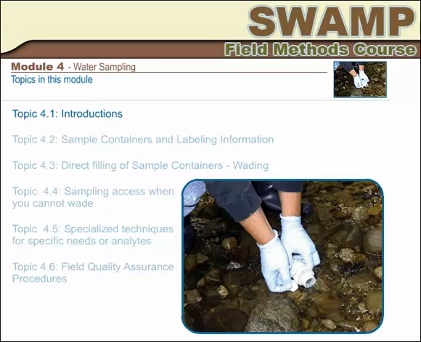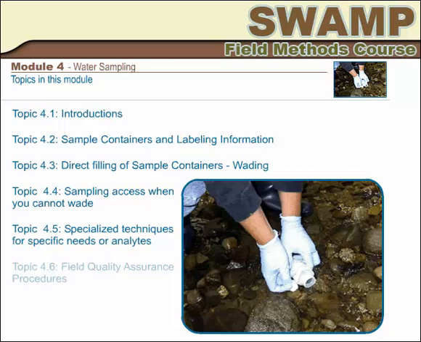It presents an overview of the various methods you can use to collect water samples and an introduction to stream characteristics and flow patterns. Topic 4.2 explains the use of different containers for different analytes and communicates sample labeling conventions used in SWAMP and other programs. Topic 4.3 shows you how to fill your sample bottles directly with water from a stream when wading is possible. And Topic 4.4 gives you demonstrations of a few options to choose from when you cannot wade.